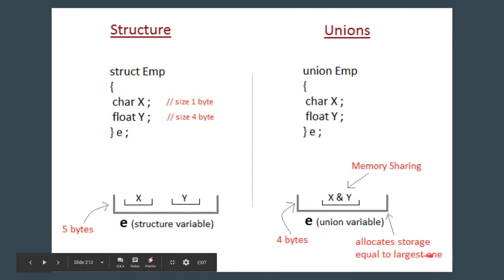That's what is written over here: allocate storage equal to the largest one. What is that largest one? The largest one is y, and hence the size allocated will be 4 bytes. And this is known as memory sharing.